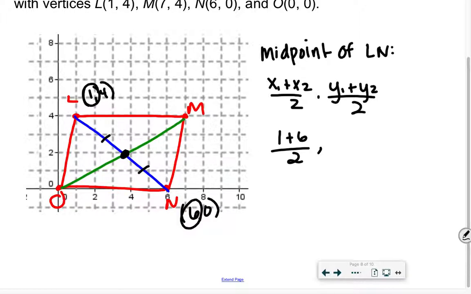And then, Caitlin, what are the y coordinates I'm going to add together? 4 and 0. Very good. Add 4 and 0 and divide by 2. And this will give me exactly where those diagonals are crossing.